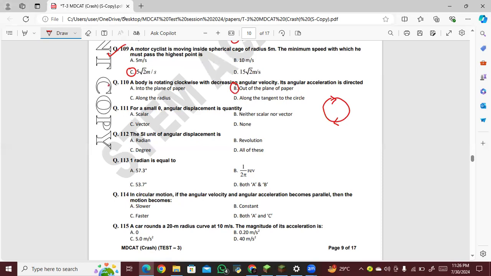I repeat it. You rotate the fingers of your right hand clockwise in the direction of the circle I have drawn on the screen. And when you rotate it clockwise, and if you stretch your thumb, it goes into the page. But as the angular velocity is decreasing, the direction of angular acceleration becomes opposite of that, and it becomes out of the page. The correct answer is out of the page.